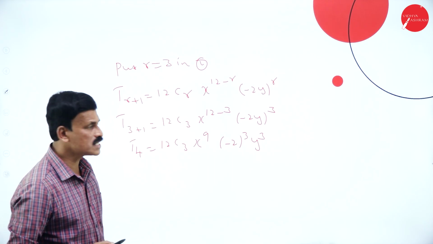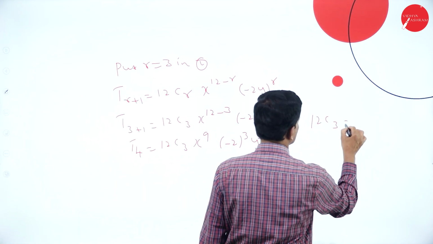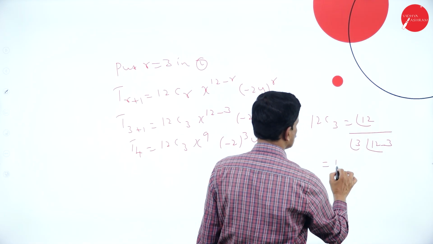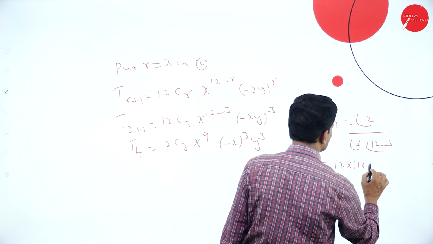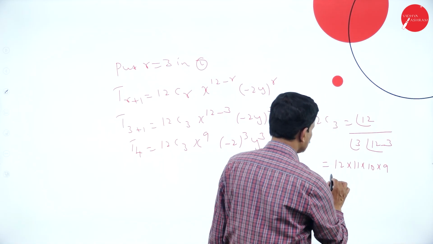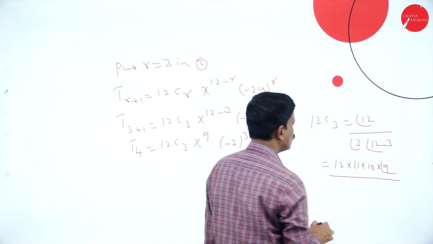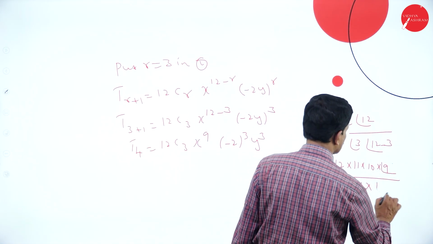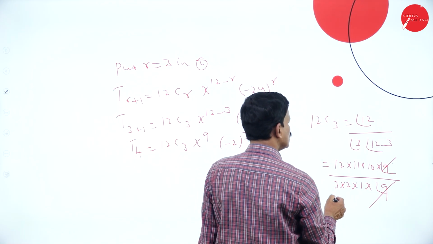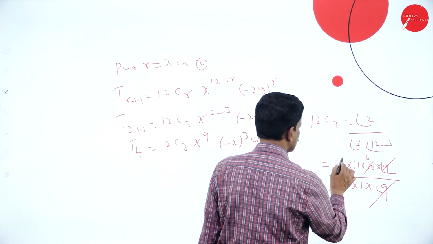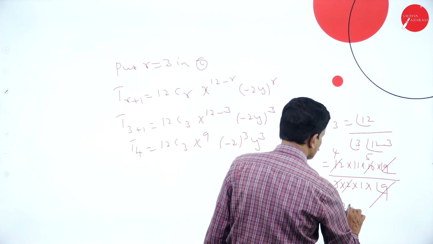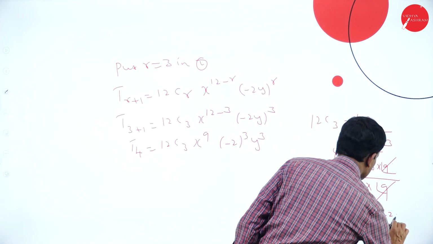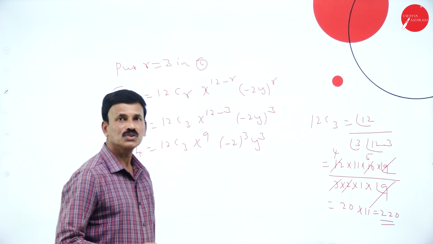Just find out the value of 12C3. You know the value of 12C3 is equal to factorial 12 divided by factorial 3 into factorial (12 minus 3). That is 12 into 11 into 10 into 9 factorial divided by 3 into 2 into 1 into 12 minus 3, which is 9 factorial. These two get cancelled. So, what you will get? 2 5s are 10, 3 4s are 12, that is 5 4s are 20 into 11. 20 into 11 is 220. Okay, that's it. 220.